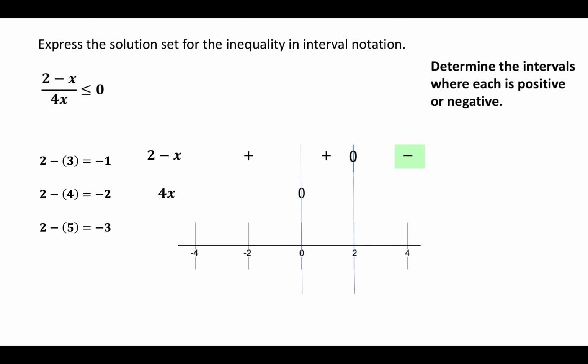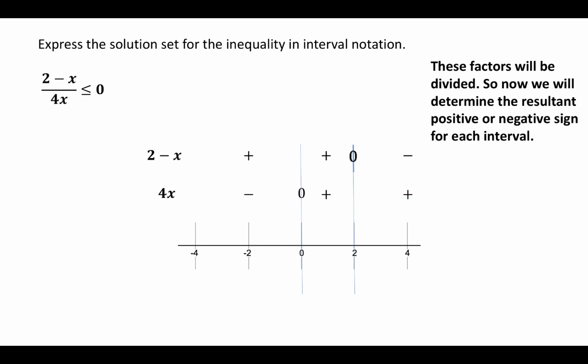If we substitute values that are less than 0 in for the expression 4x, such as -2, -3, or -4, the result would be negative. If we substitute values that are between 0 and 2 for x in the expression 4x, the result would be positive. If we were to substitute values that are greater than 2 for x in the expression 4 times x, the result would be positive. We must keep in mind that these factors will be divided. We are dividing 2 minus x by 4x. So now we will determine the resultant positive or negative sign for each interval.